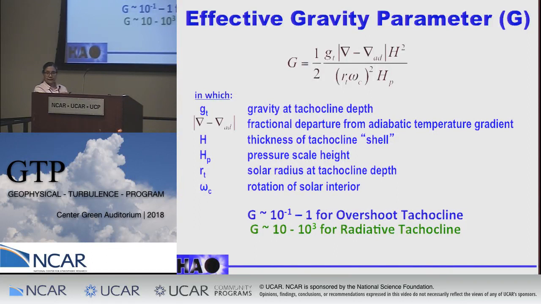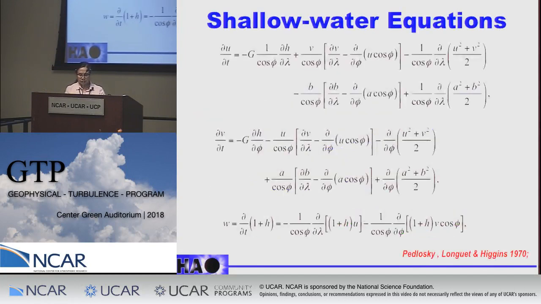If the effective gravity is low, then you can have more deformation of the top surface, and if the effective gravity is very high, then the top surface does not deform that much. In the overshoot tachocline, it is expected to deform much more than the radiative part. I am not going through the details of the shallow water equations, because the hydrodynamic shallow water equations can be found in these books.